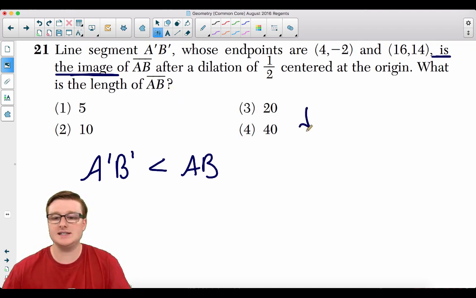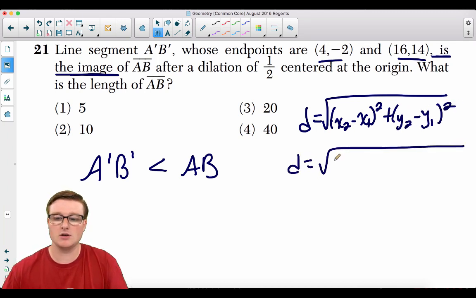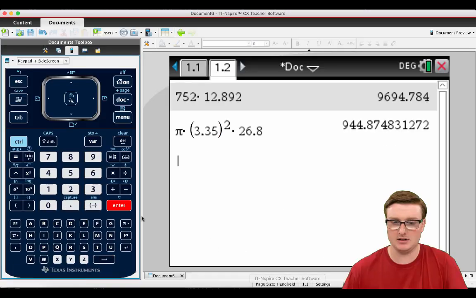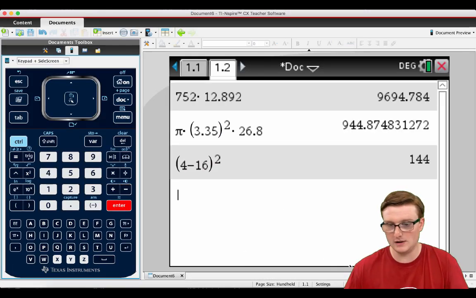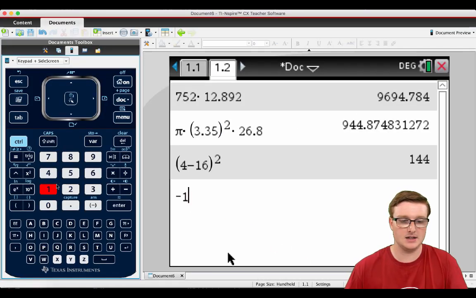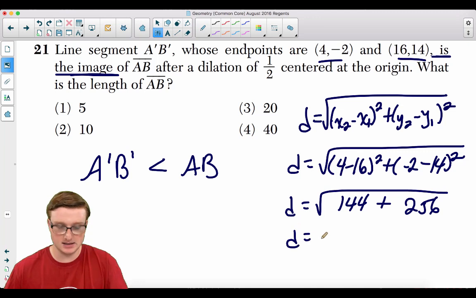So we know the distance of line segment A prime B prime because they tell us the coordinates. So let's go ahead right now and find the distance between these 2 points. So remember that the distance formula is x2 minus x1 squared plus y2 minus y1 squared. D is equal to the square root of 4 minus 16 squared plus negative 2 minus 14 squared. 4 minus 16 quantity squared, that's going to be 144. So 144 plus negative 2 minus 14, that's negative 16 squared. Negative 16 squared, that's an answer of 256. So it's 144 plus 256. The distance is equal to the square root of 400. So the distance is equal to 20.